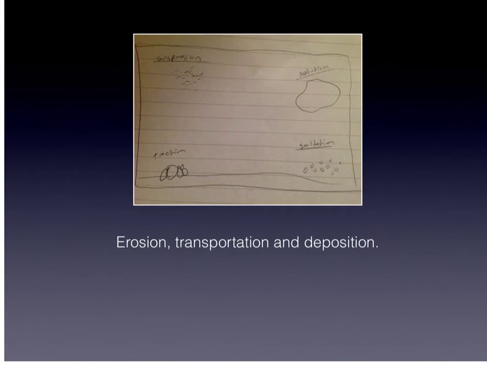Transportation: suspension, solution, traction, and saltation. Suspension is basically the small fragments of sand that can be moved or drifted easily through the current. And solution is the bigger amounts of liquids. And traction is the bigger rocks that you can't really move by the current. And saltation is the medium-sized rocks that can be moved easily. And deposition.